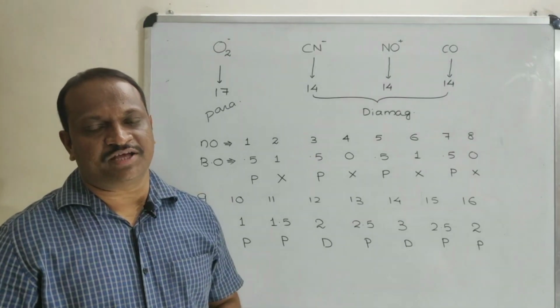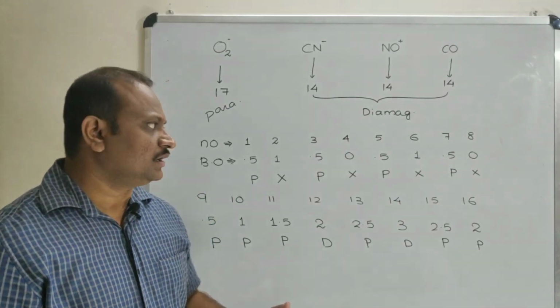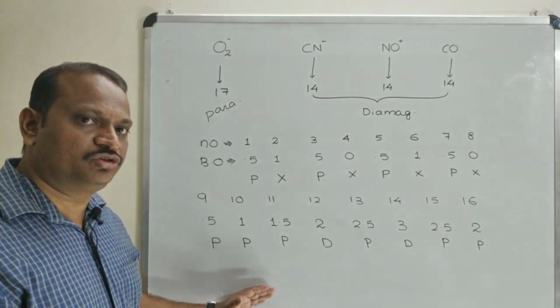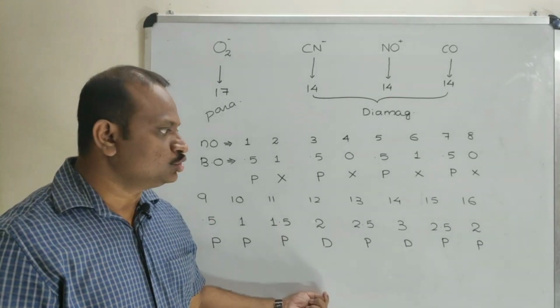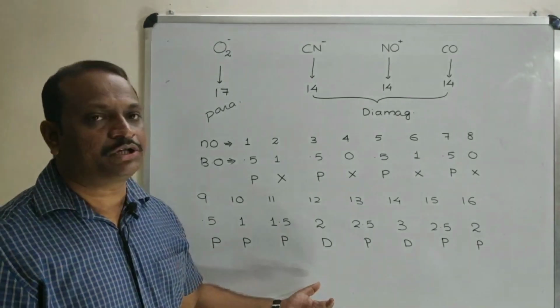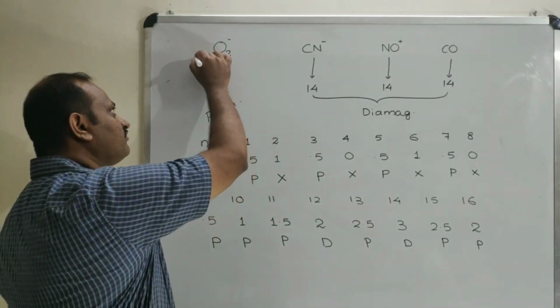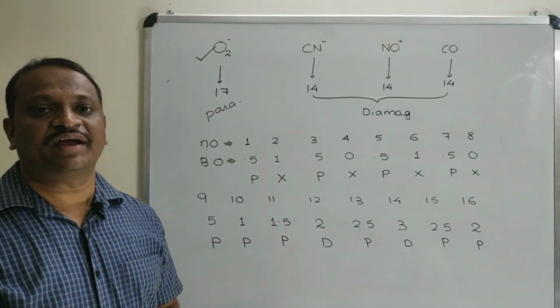See, writing the configuration and getting all those things, maybe it is easy, but better, if we have this sequence, if we follow this, definitely we can come to the answer at the earliest. So you can use this table to find out whether the compound is paramagnetic or diamagnetic. So our answer is, which one is paramagnetic? 17 electrons means O2 minus is paramagnetic.